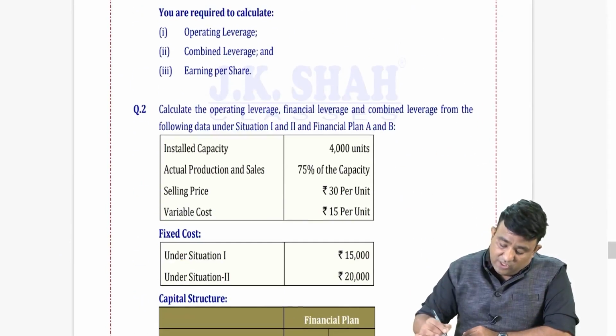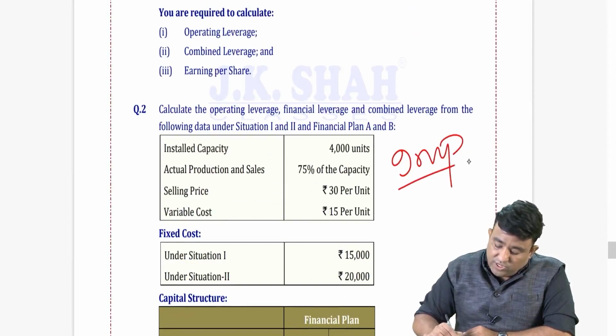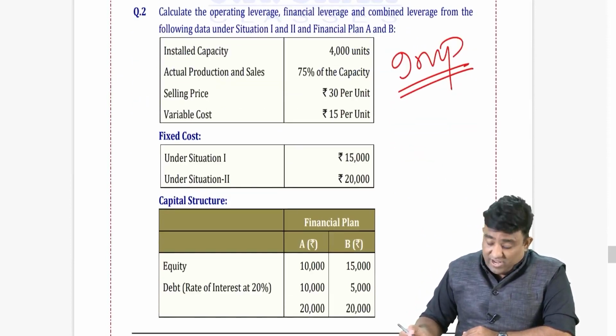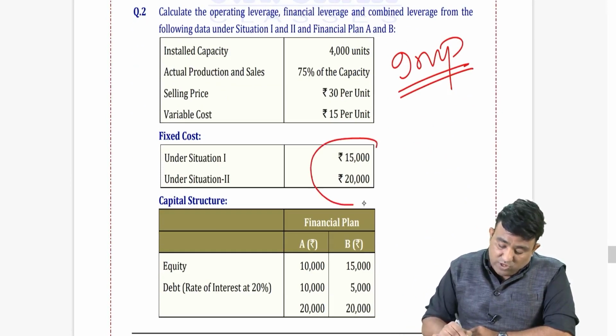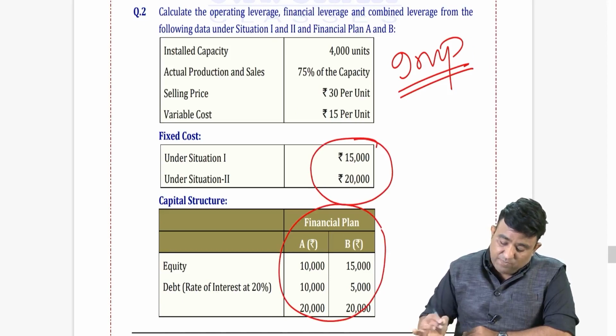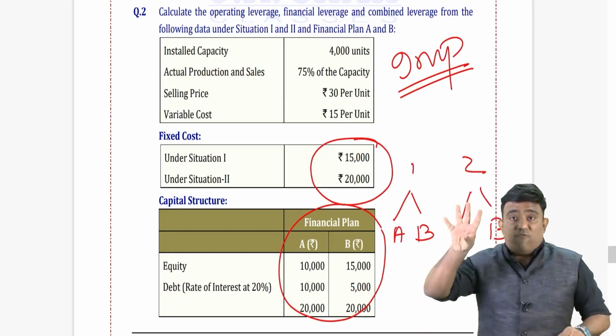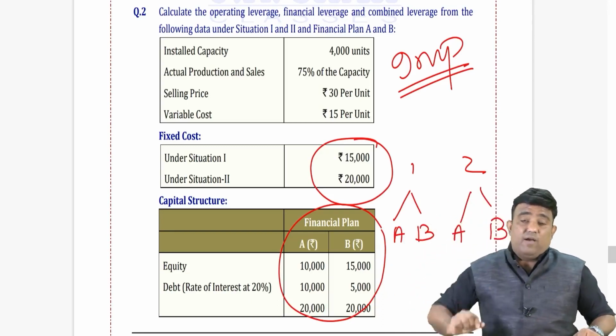This is the classic, student, very important. You need to take this as a last minute revision. Student, this is one question where the company is dealing with various combinations. Check out, they have two kinds of fixed cost, they have two financial plans. So if I talk about situation 1, there are plans A and B, and situation 2, plans A and B. That means in all, there are 4 combinations available for the company.